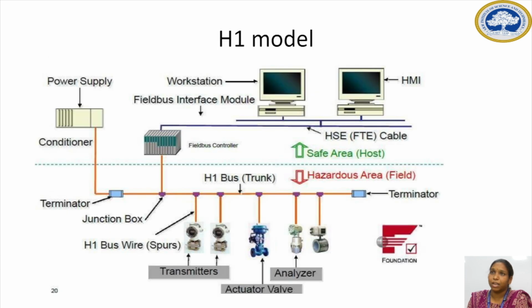So this is a type of H1 model. This has two areas, which are called the safe area and the hazardous area. In the safe area, the HSE cable is used between the PLC and the workstation, and in the hazardous area the field devices will be connected to the control systems. This can be identified by color: orange is H1 and blue is HSE.